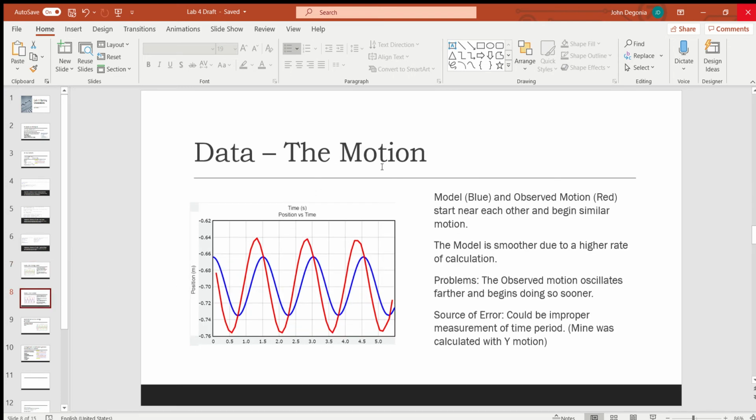Let's look at our data as far as motion. We've got our computer model in blue and our observed motion in red. They start near each other and begin similar motion. The blue model is smoother due to a high rate of calculation, but there are a few problems here. First off, the blue model seems to delay. It's got a similar time period, but it's not acting as quickly. And then also you'll notice that there's something wrong with our k value because the real life observed motion is oscillating much farther. We'll get to that in a minute.